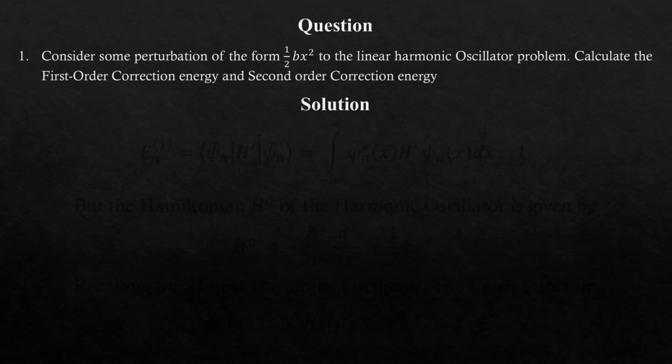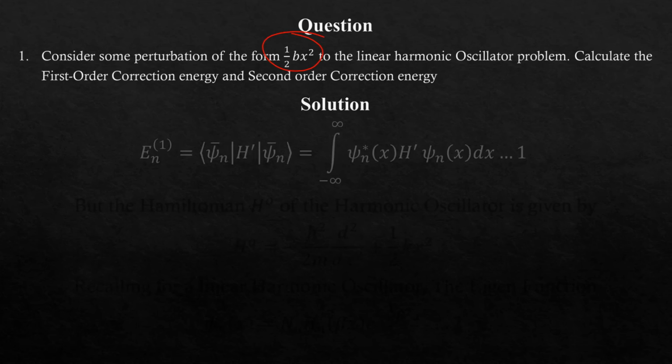I was asked to calculate the first order correction energy, where we were given a small perturbation of the form. So first of all, our first order correction energy, mind you, we are starting with the perturbation method. It's given by this, where this is the perturbed Hamiltonian that we were given for these questions.